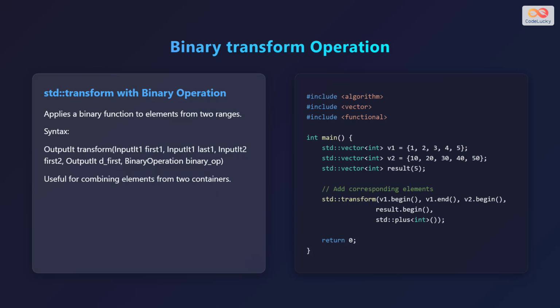Next, we use the transform algorithm to add corresponding elements from vector1 and vector2 and store the result in the result vector. The transform algorithm takes 5 arguments: the beginning iterator of vector1, the end iterator of vector1, the beginning iterator of vector2, the beginning iterator of the result vector, and the standard plus function object. Finally, the program returns 0, indicating successful execution.